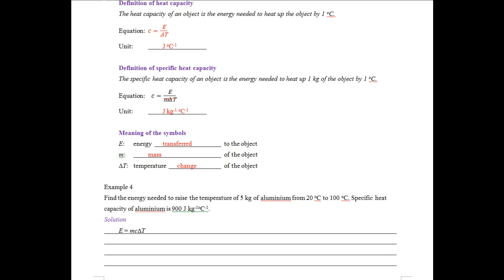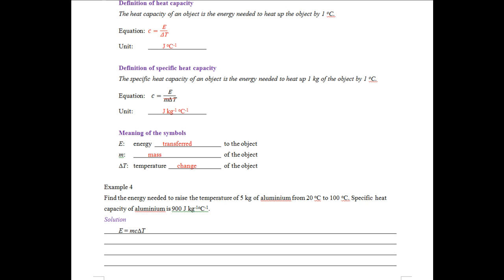Let's look at a simple example. In example 4, we're asked to find the energy needed to raise the temperature of 5 kg of aluminum from 20 degrees Celsius to 100 degrees Celsius. It's given that the specific heat capacity of aluminum is 900 J per kg per degree Celsius.